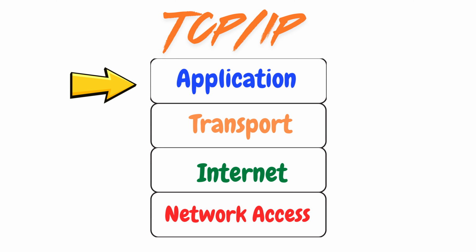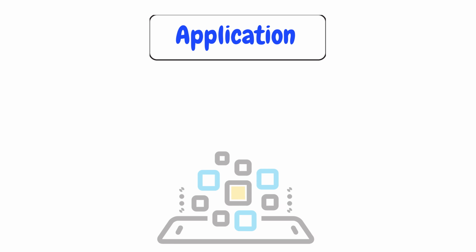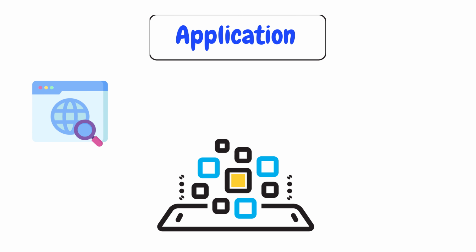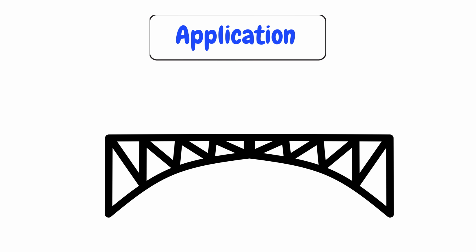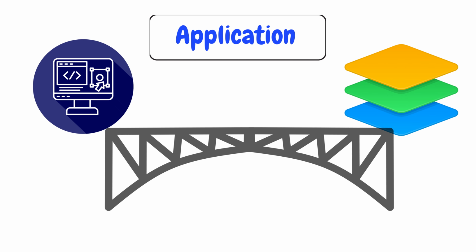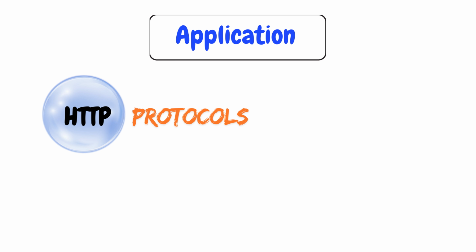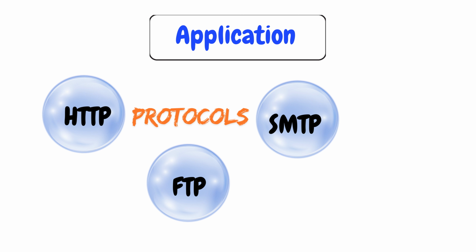At the top, we have the application layer, which is closest to the user. This is where applications like web browsers, email clients, and file sharing tools interact with the network. It acts as a bridge between user software and the lower layers. Protocols like HTTP, FTP, SMTP, and DNS operate here.